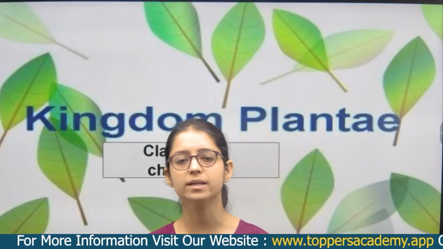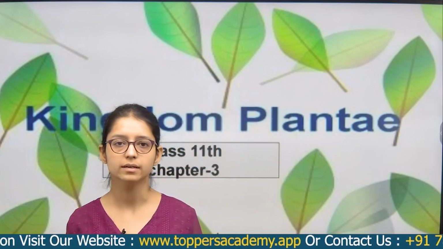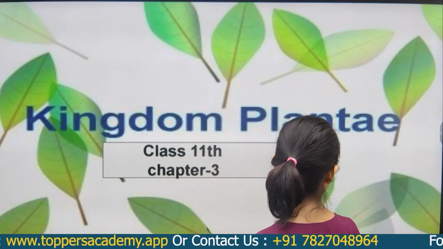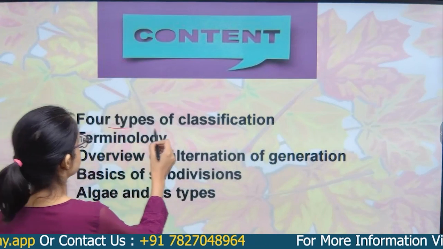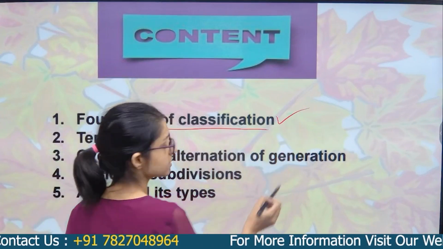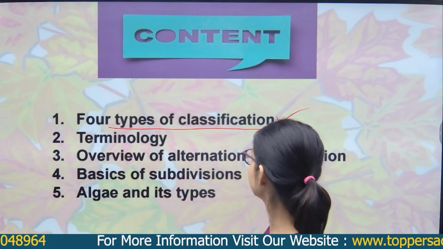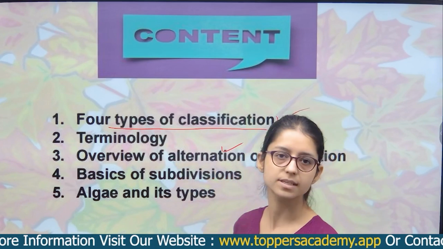Students, today we will discuss the plant kingdom. On our earth, there is so much diversity of plants. So we will discuss term by term about the plants. Today we will discuss the four types of classification given by scientists. Then we will discuss the terminology. Then we will discuss the alternation of generation in this session.